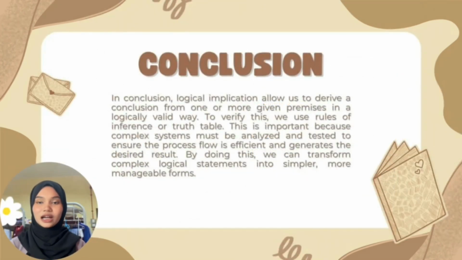In conclusion, logical implication allows us to derive a conclusion from one or more given premises in a logically valid way. To verify this, we use rules of inference or truth tables. This is important because complex systems must be analyzed and tested to ensure the process flow is efficient and generates the desired result. By doing this, we can transform complex logical statements into simpler, more manageable forms.